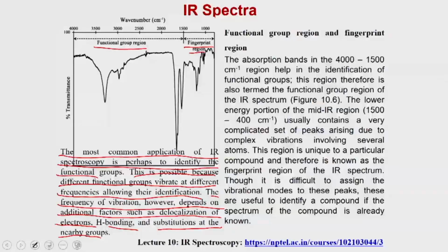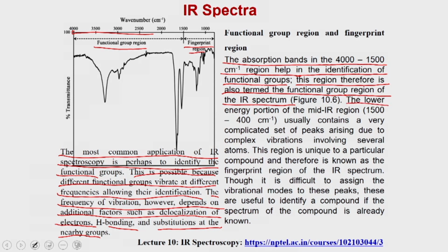The absorption in the range of 4000 to 1500 centimeters inverse helps in the identification of the functional group. This region is therefore also termed as the functional group region of the IR spectra, which means from 4000 to 1500, that is the region which is called the functional group region.